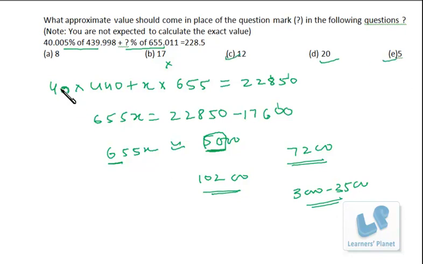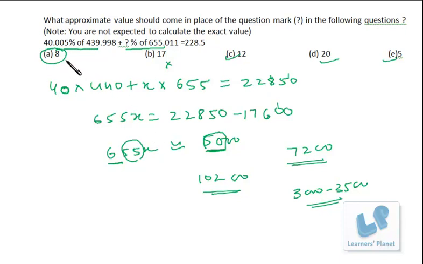The correct option is 8 only, right? Because 8 sixes are 48, and because of this 55 we will be getting around this value, right? So you don't have to multiply or divide this expression by this expression to get the exact value of x. Since your options are quite far away from each other, you can get an approximate idea of what the value of x will be, right? So it cannot be any number other than among the options, right?